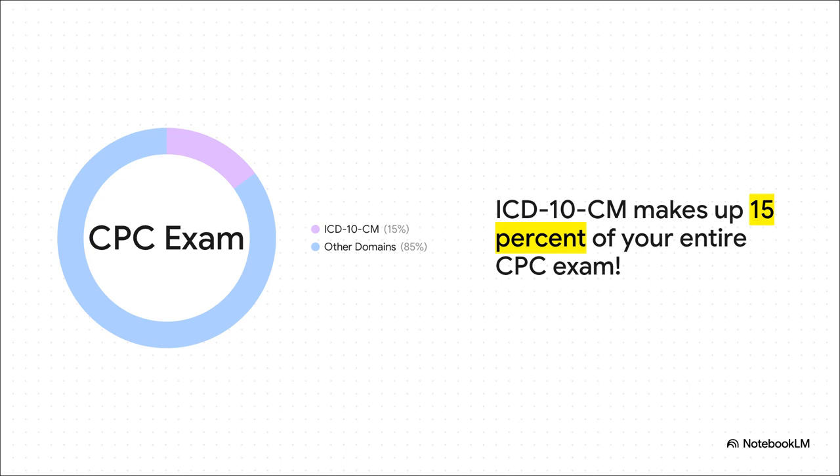To put it into perspective, ICD-10-CM diagnosis coding makes up roughly 15% of your entire CPC exam. That's a huge chunk. Mastering these 21 chapters is a high-value strategy that's going to drastically boost your score.